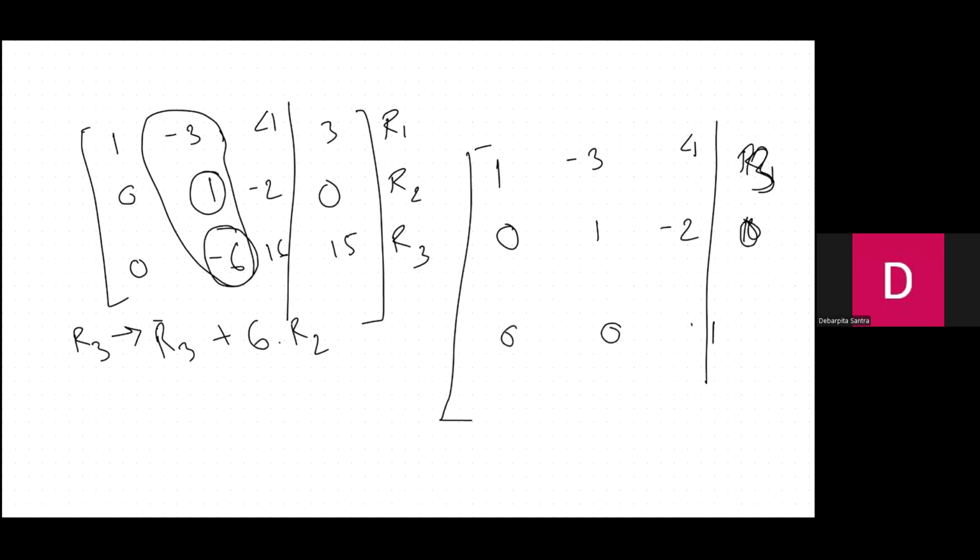The value will become 0, 0, 4. And it will be 15 plus 6 into R2, that means 0, so it will be 15. So let me just write it down freshly. So it is 15. That is the augmented matrix after we do this operation.